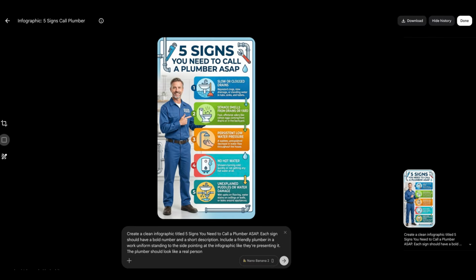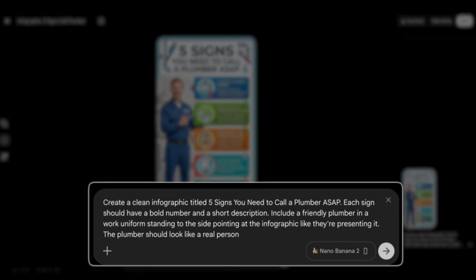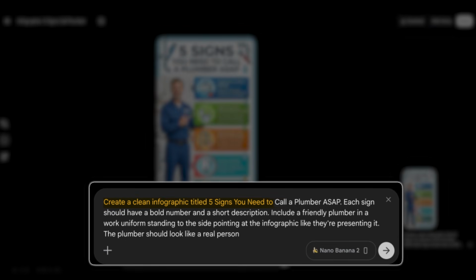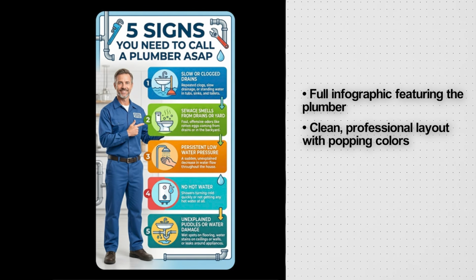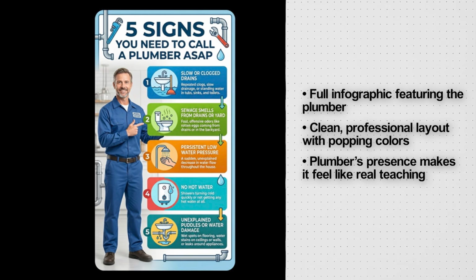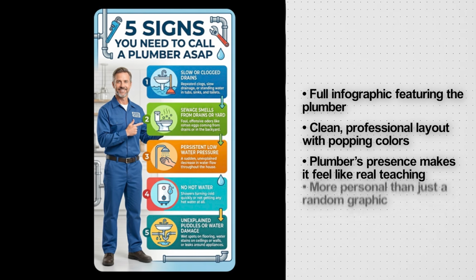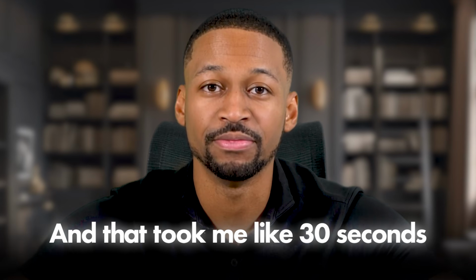So let me say I'm making an infographic for a local plumber. I'm going to open up Gemini and type in a prompt. Here's a small piece of the prompt I used. Create a clean, modern infographic titled 5 Signs You Need to Call a Plumber ASAP. You can pause the video right now to see the full prompt on screen. And look at that. That's a full infographic with the plumber on it. The text is clean, the layout looks professional, the colors pop, and having the plumber on there makes it feel like they're actually teaching you something instead of just a random graphic. That's the kind of content business owners love because it feels personal. And that took me like 30 seconds.